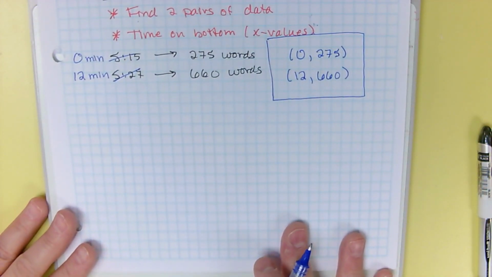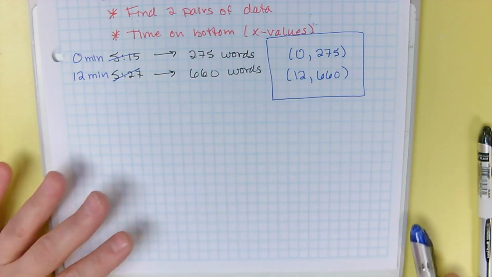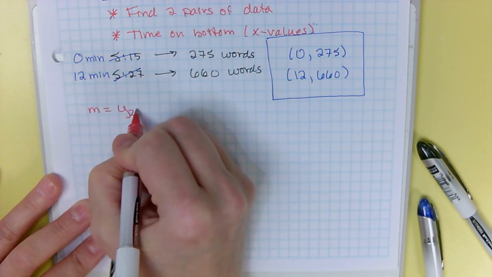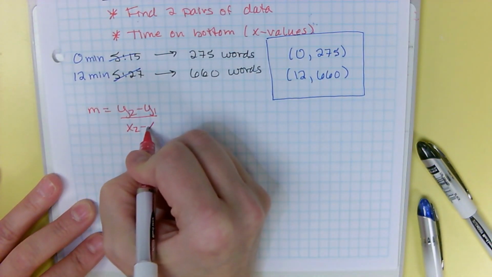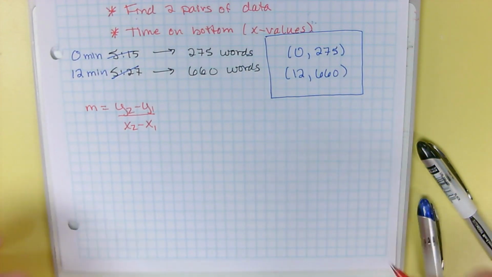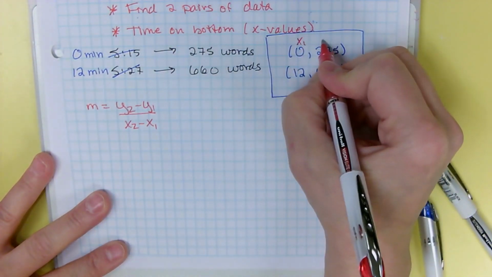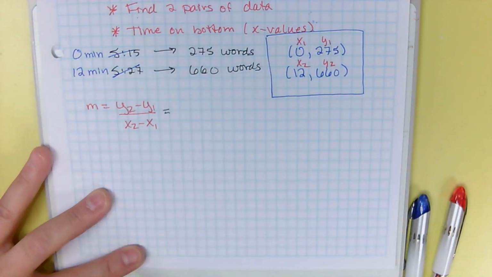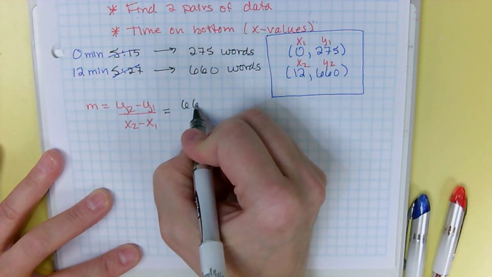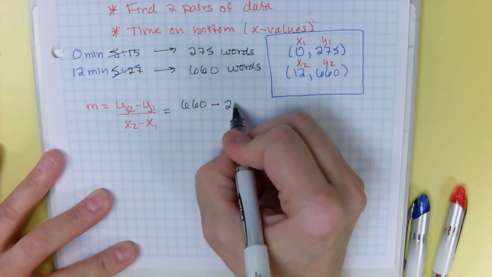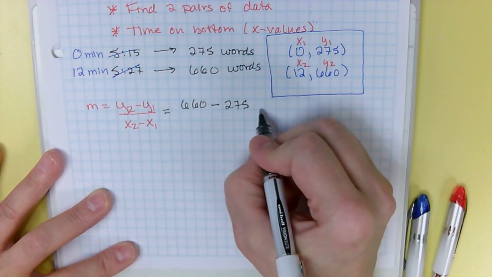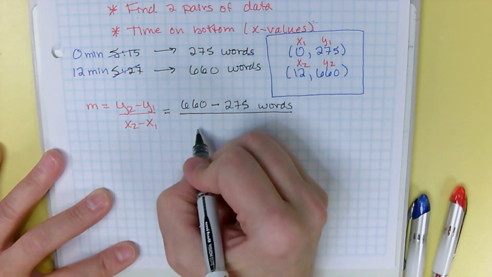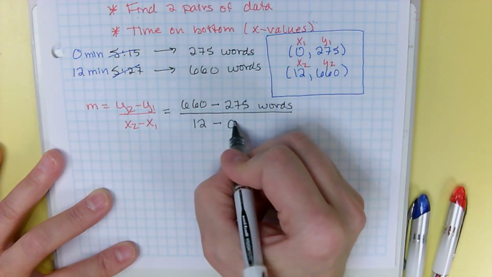So now to find the average rate of change in words per minute, I'm going to use my slope formula. So let's write it down. Slope is y sub 2 minus y sub 1 over x sub 2 minus x sub 1. Let's designate our points. x1, y1, x2, y2. And this is easy. This is easy stuff. It's what we just got done doing. So y sub 2 is 660 minus y sub 1, which is 275. And I'm going to go ahead and put the units on. Those were the words, over x sub 2, which is 12, minus x sub 1, which is 0.